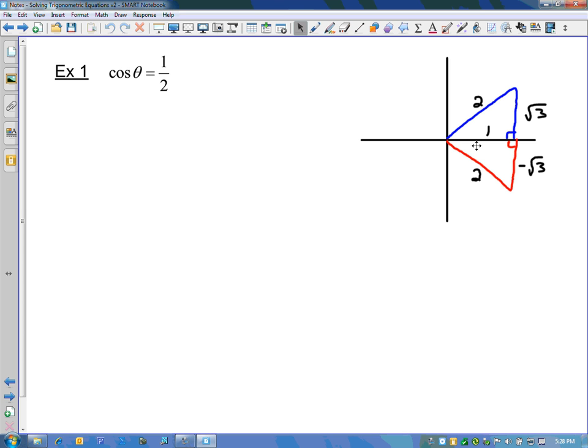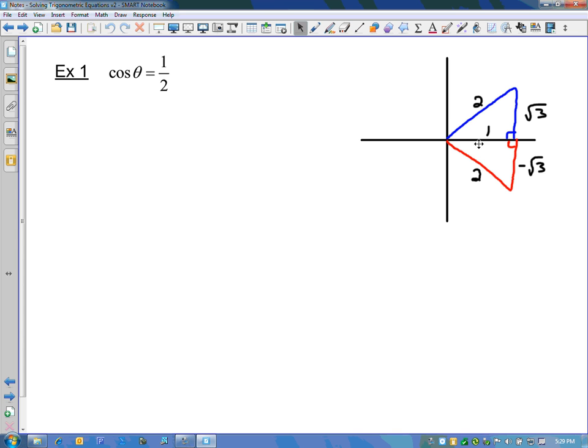Same reference angle for the red triangle would be pi over 3. However, we're not looking for the reference angles, we're looking for the actual angles here. So we want to look at our angles from 0 to 2 pi as positive angles going from the initial side to the terminal side. So for the blue triangle, that would actually be the same as the reference angle in the blue triangle. That would be pi over 3.